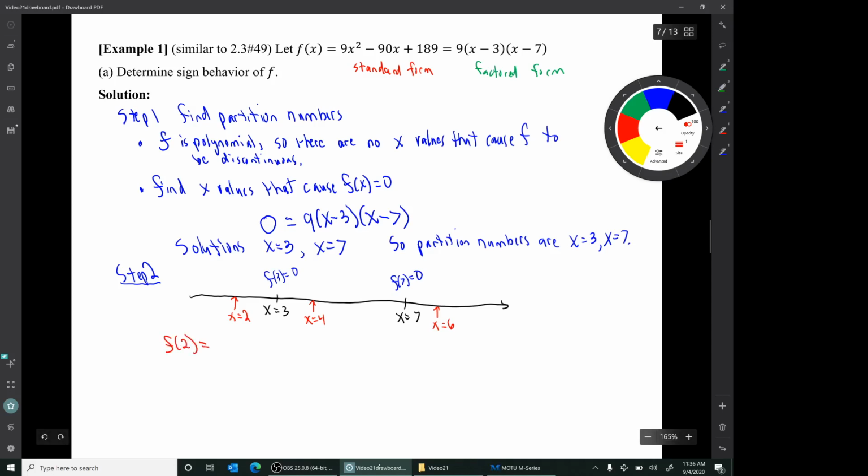Now, we're going to be substituting x values into the function f of x. It's easiest to use the factored form. I've mentioned this in previous videos. When you're substituting particular x values into a function, it's much easier to use the factored form. And also, when you're trying to solve the equation f of x equals 0, it's much easier to use the factored form of the function. So we'll use the factored form to find f of 2.